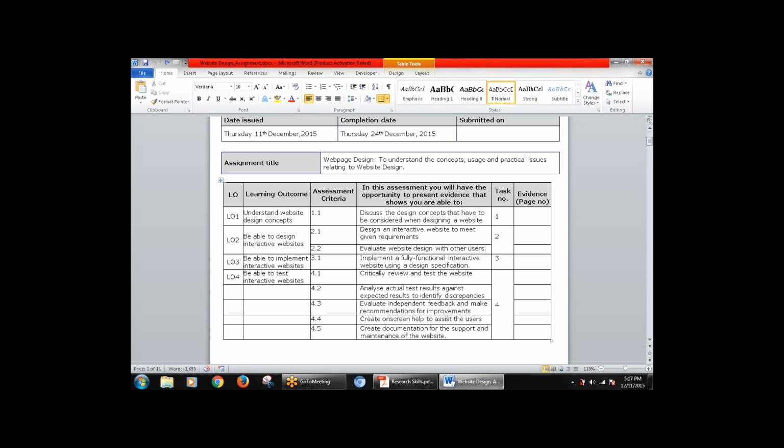Then 4.4 is create on-screen help to assist the user. That is creating the on-screen help that is used to assist the users. The online help is also available, that is the on-screen help used to assist the users. Then 4.5 is create documentation for the support and maintenance of the website.